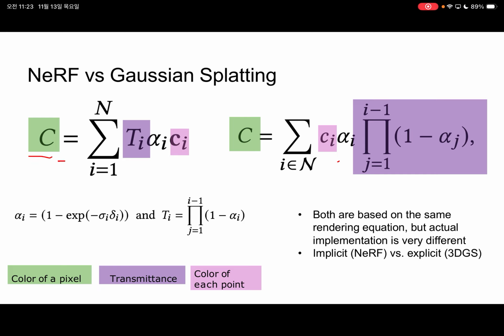Both of them get the color of a pixel by multiplying transmittancy, density, and color, where transmittancy is the accumulated density. This is accumulated density. This is transmittancy, right? So the details might be a little bit different, but basically their philosophy is almost the same, because both are based on the same rendering equation. Same rendering equation, right? So that is the reason why we have very similar mathematical representation. But the actual implementation is very different.